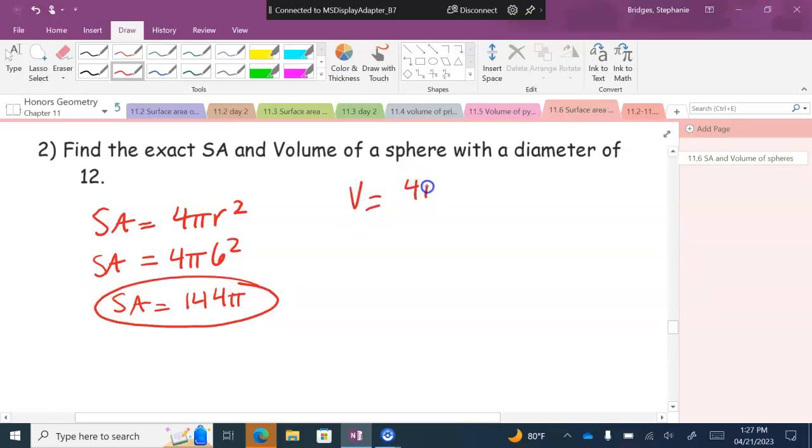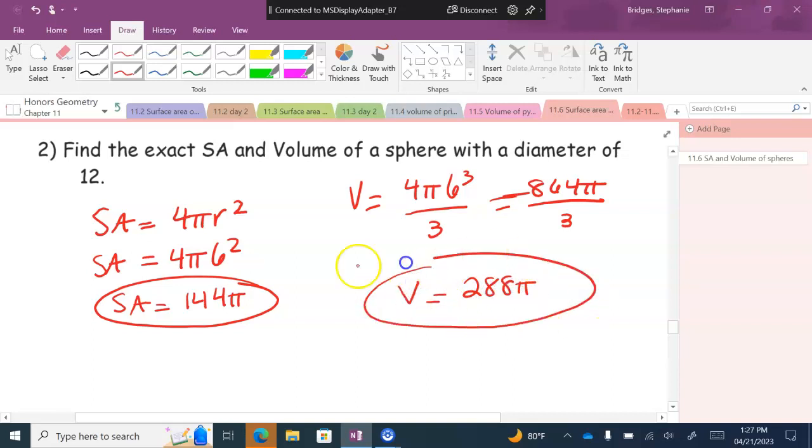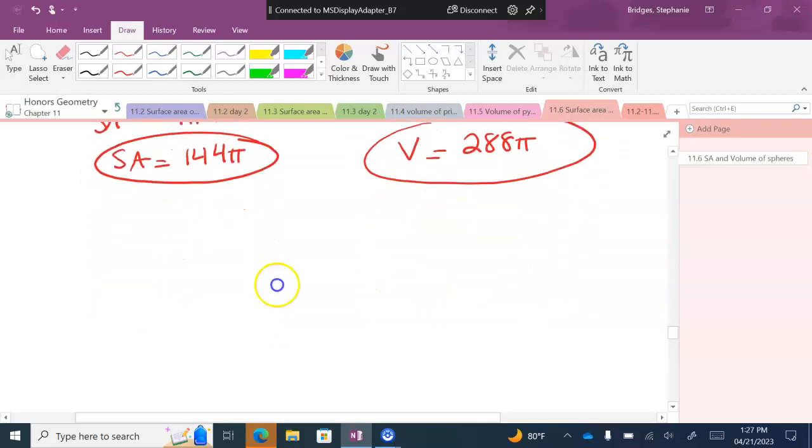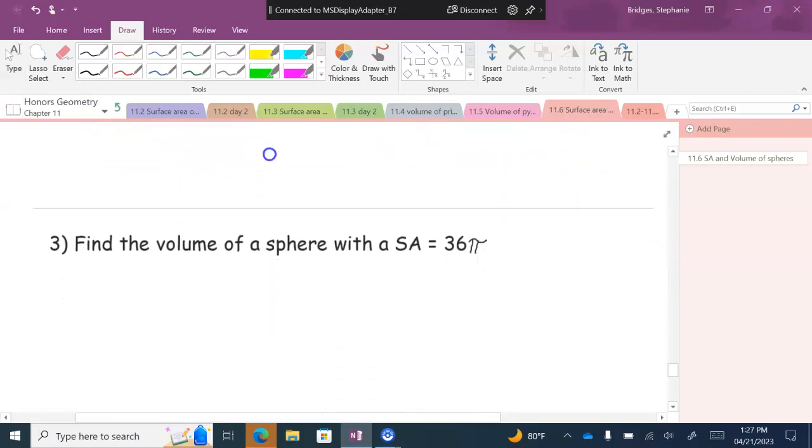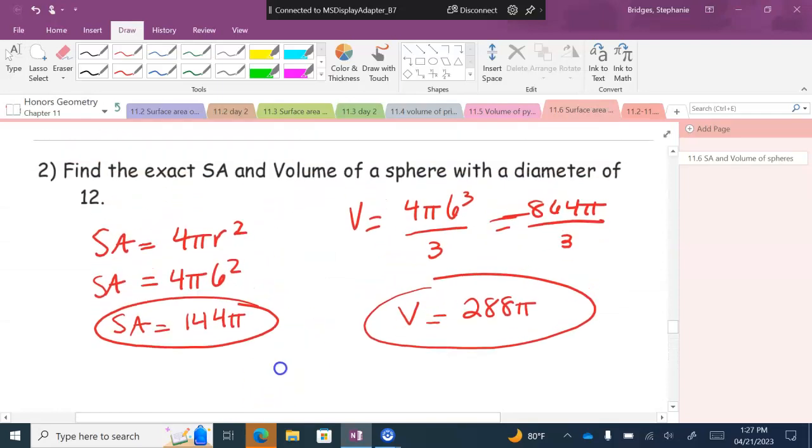Volume is going to be 4 times pi times my 6 cubed divided by 3. 6 cubed is 216. 216 times 4 is 864. Okay, but you still have to divide it by 3. And that gives me 288 pi. So since we already divided by 3, then no, that double idea is not going to always work. Anybody have any questions on those? No. Okay, it's plugging it into the formula.